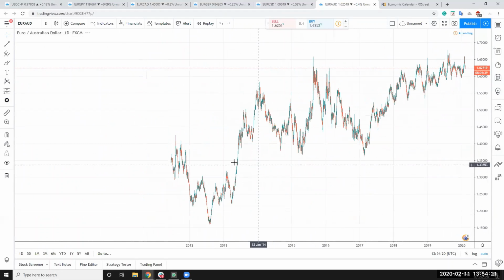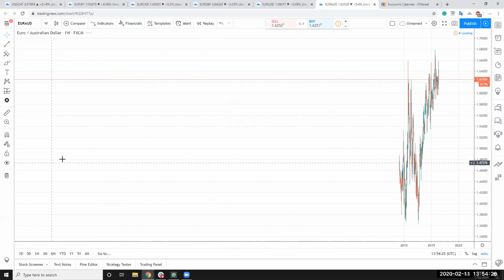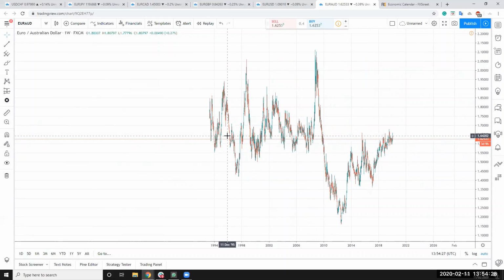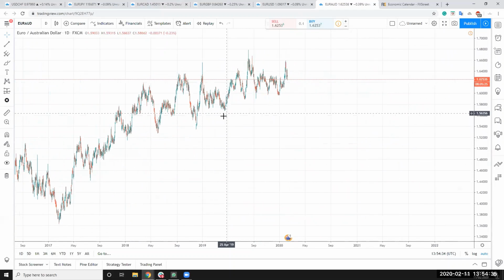All right, cool. So EURAD overall momentum on the weekly time frame, we can say it is down but recovering. Down but we're going up. Market to me is 50-50.